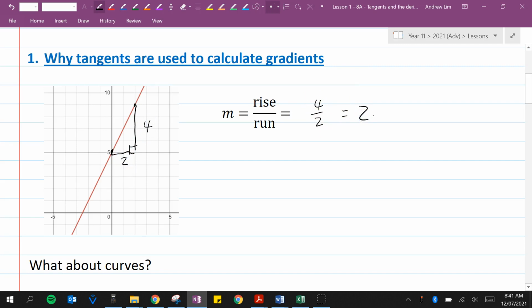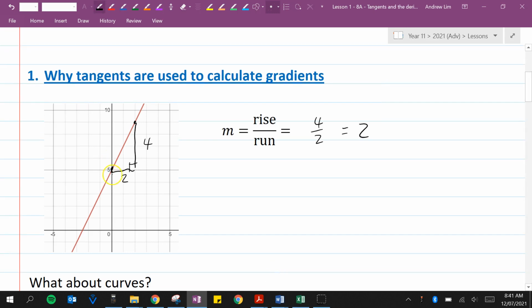We can see that the gradient here is positive 2 because it's sloping up. And it doesn't matter where on this graph I draw my right angle triangle. The gradient is always the same. If I were to do another one over here, I can see that the gradient is 4 over 2, which is 2. Or if I wanted to do it over here, 2 over 1, which is 2. Anywhere along a straight line, the gradient is the same.